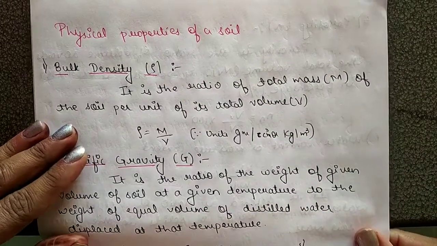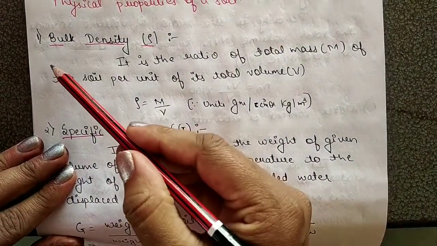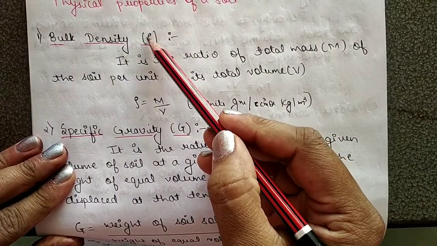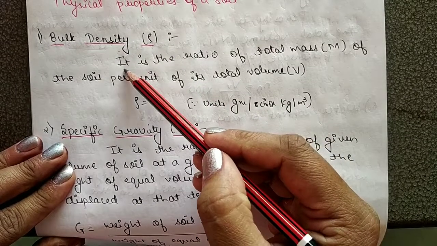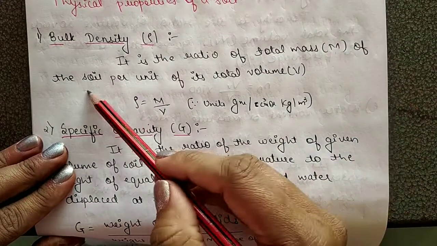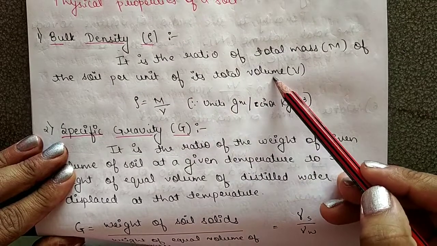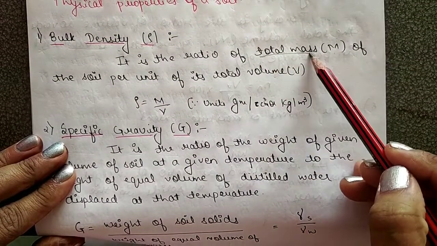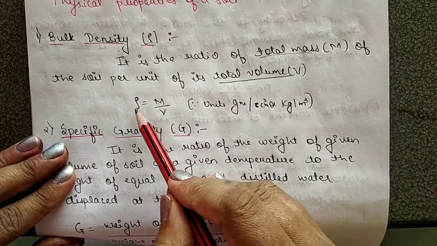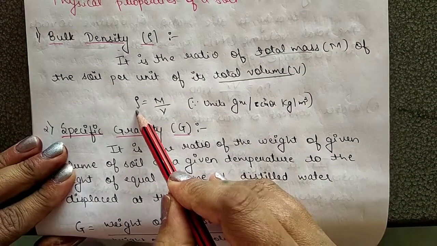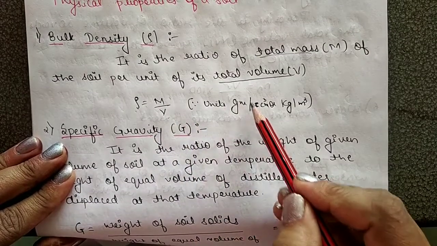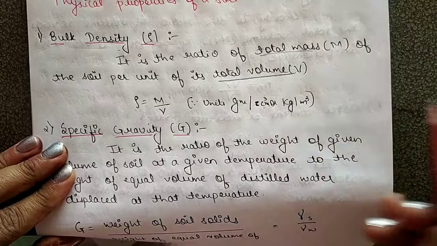I will be teaching you one by one. The first physical property is bulk density. It is denoted by the sign rho. The definition is the ratio of total mass, denoted by m, of the soil per unit of its total volume, which means it is the ratio of total mass of the soil to the total volume of the soil. So the formula for bulk density is rho equals mass by total volume, and its unit is gram per centimeter cube or kg per meter cube.